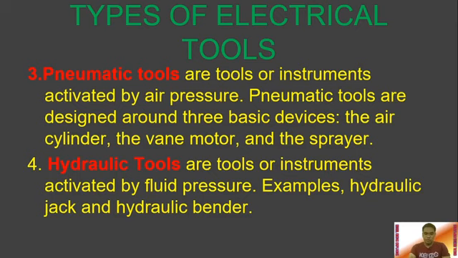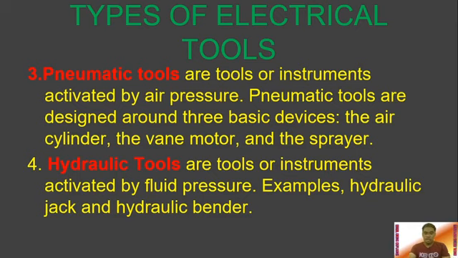We have the air cylinder, which is usually found on the air compressor; the vane motor, the one that will pump the air; and the sprayer, the one that will exert the air pressure. For example, if you have a tool that is operated by air pressure, the pressure of the air will operate the tool, or will make the tool work. So that is a pneumatic tool.